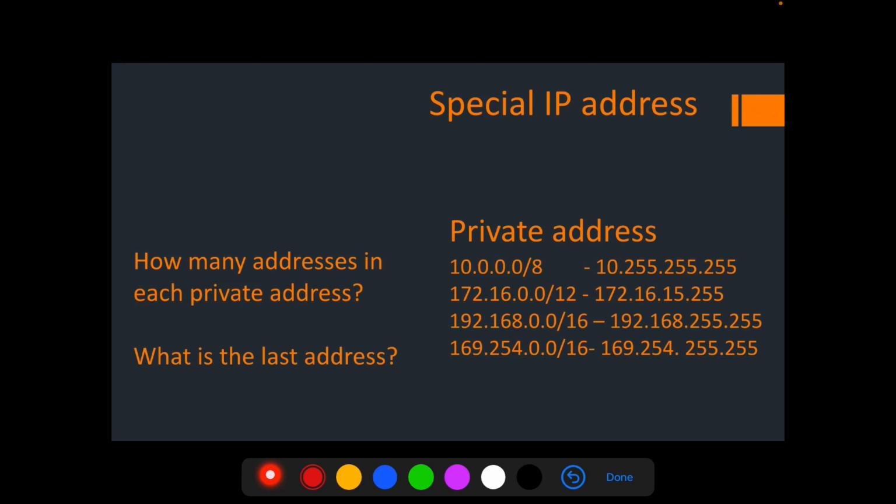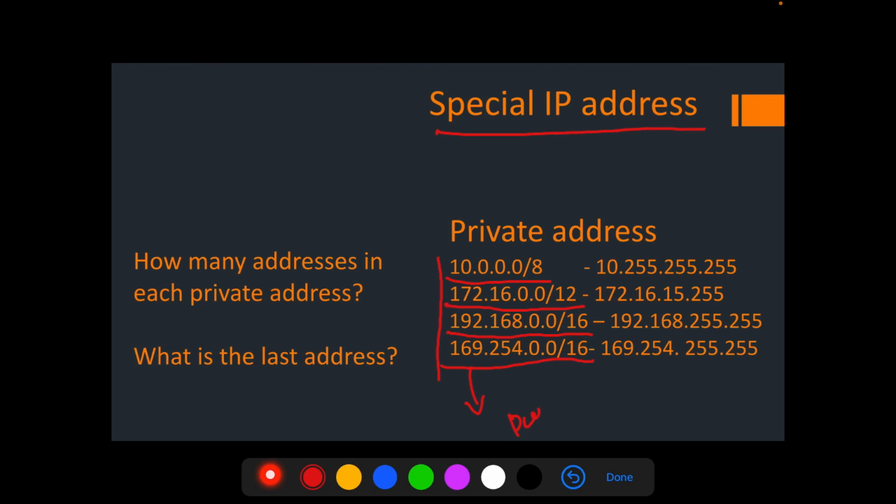Okay, so now we have some special IP addresses. Not all addresses can be private, so globally they have fixed 4 private IP address ranges. One starts with 10.0.0.0, 172.16.0.0, 192.168.0.0 and 169.254.0.0. These 4 range addresses will never be given as a public IP.